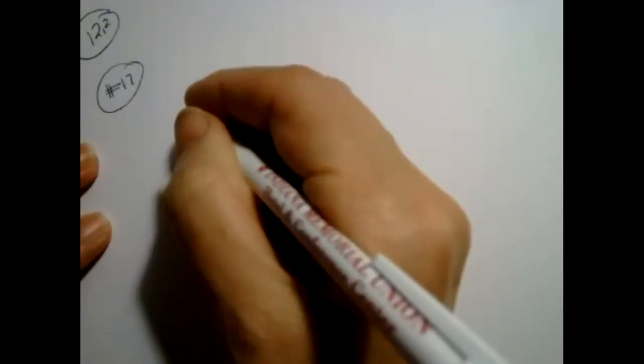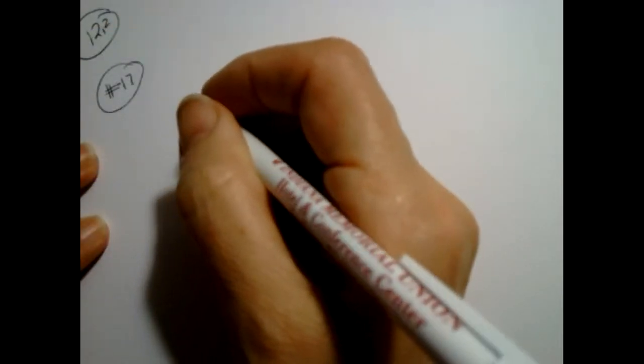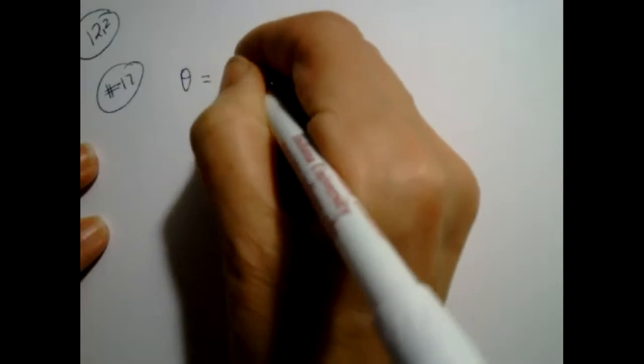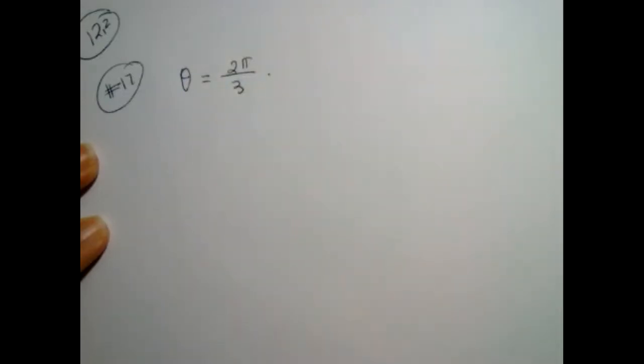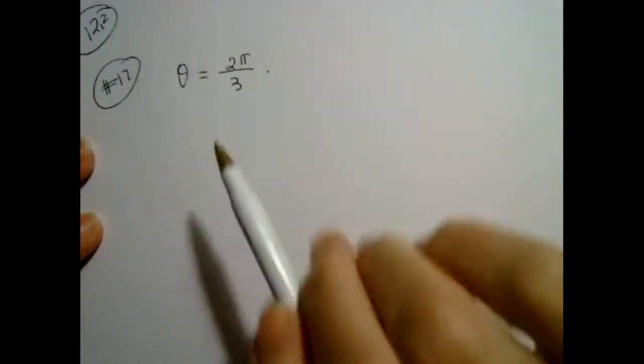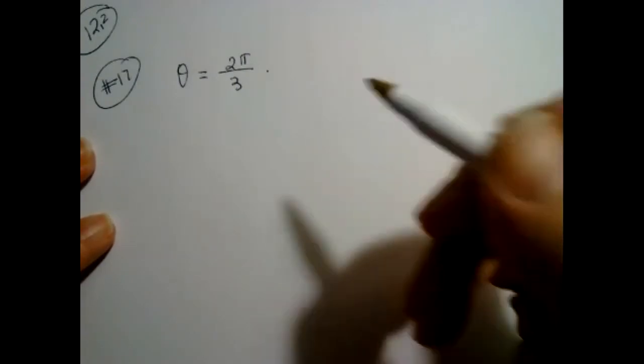Good morning, Isaiah. So we will do number 17. Sketch the following sets of points. Theta equal... Chris, is 12.2, right? I believe so, yeah. Okay, theta equal 2 pi over 3. So we're going to sketch all the points whose polar coordinates satisfy theta equal 2 pi over 3.